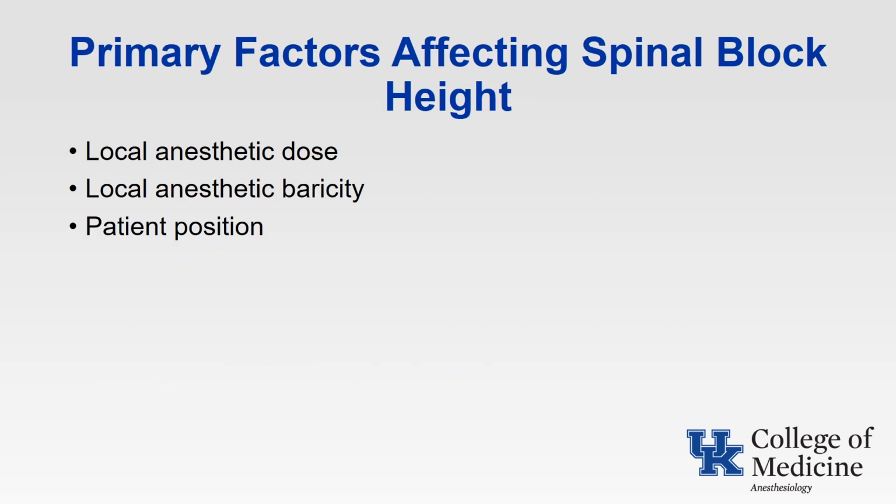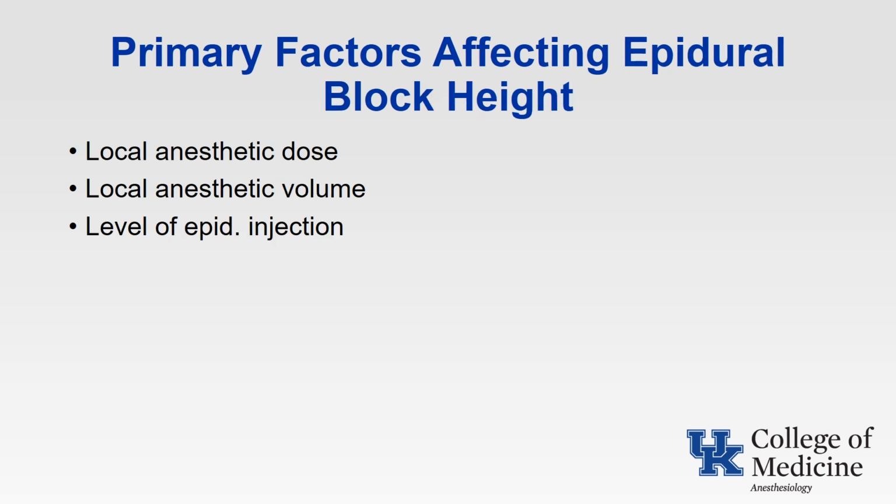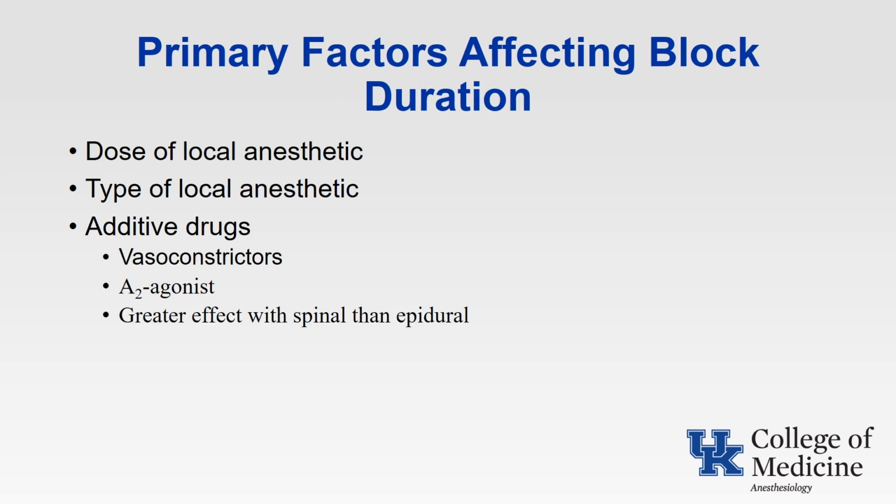To review, the primary factors affecting the block height with a spinal are, again, the local anesthetic dose, but then the baricity of the local anesthetic and the patient's position. Now, we've talked about the factors that are going to affect the level that you achieve for your spinal or epidural block.